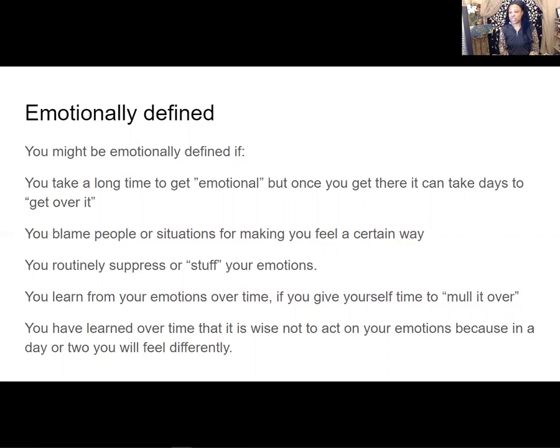You might be emotionally defined if you learn from your emotions over time, if you give yourself time to mull it over. If you don't really act on it in the moment, but you wait and mull over how you're feeling, you might be emotionally defined if you find that you learn from your emotions. And you have learned over time that it's wise not to act on your emotions because in a day or two, you know that you will feel differently. So that one's a really huge one. If you are emotionally defined, you might already know that it's wise not to act on your emotions because you know that in a day or two, you're going to feel differently.